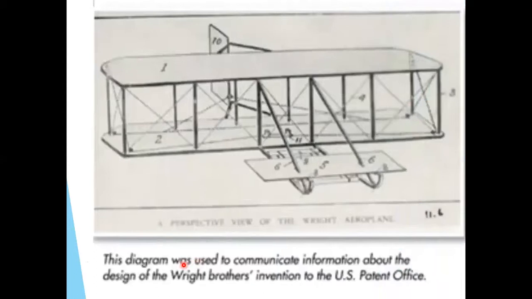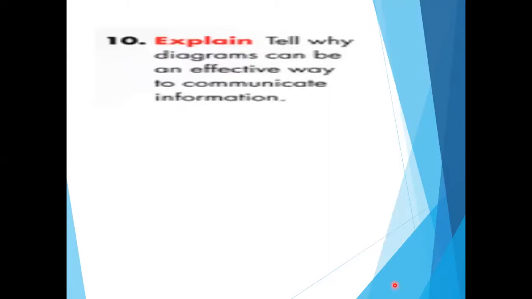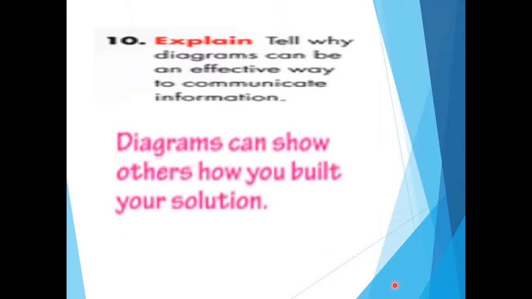So, this diagram was used to communicate information about the design of the Wright brothers' invention to the US Patent Office. Now, question number 10. Explain, tell why diagrams can be an effective way to communicate information. What is the answer? Who can tell me? Yes, diagrams can show others how you built your solution.